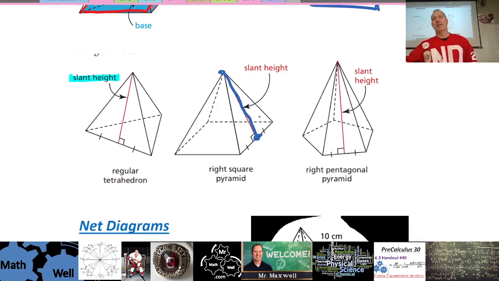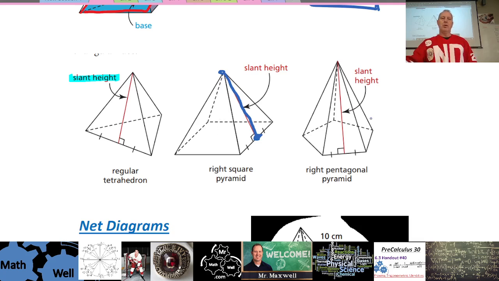That's the slant height. And of course, if we're trying to find the area of all of the faces of a pyramid, we need to know the slant height. The height that hangs down into the middle of this figure doesn't help us much when we're finding area. That will help us when we're finding volume soon, but not area. We need the slant height.